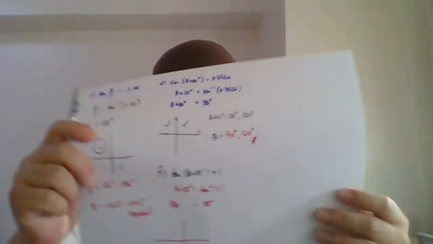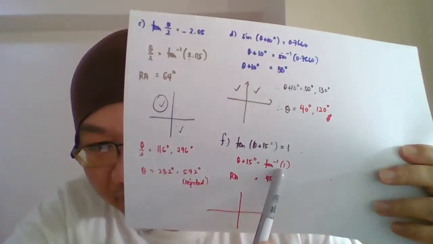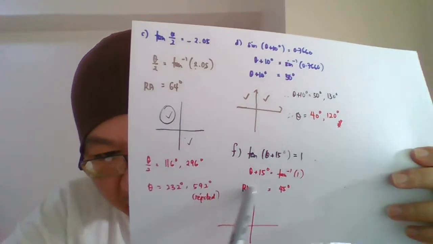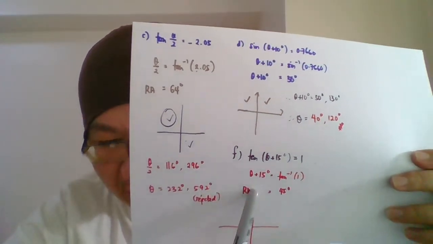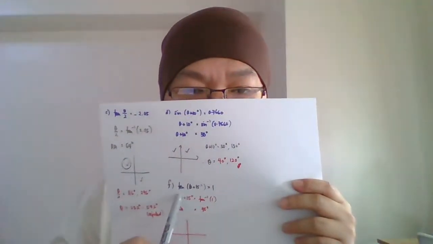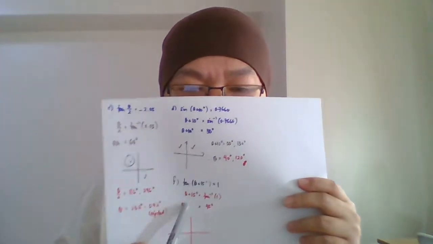Tangent inverse 1, 45. Okay, so this is your tangent inverse 1. Tangent inverse 1, korang akan dapat 45. This 45 represents your RA. Okay. Now, which quadrant will give us a tangent positive value? Positive value will be first and third. Okay, so tanda mark saja, right? On the first quadrant and third quadrant. Okay, so baru kita cuba jawab.